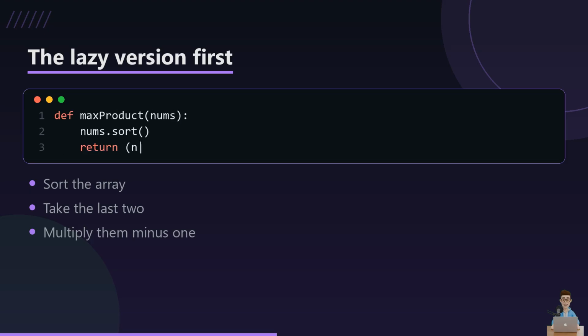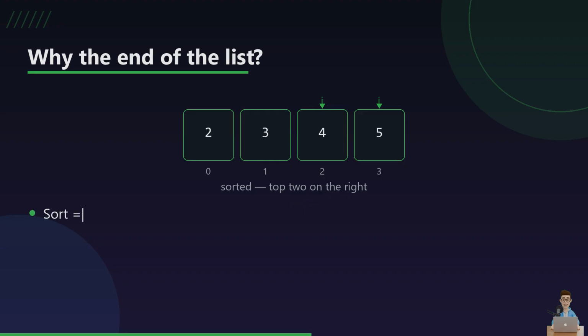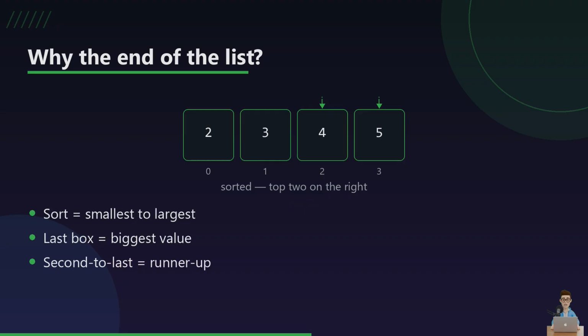Simplest thing that works: sort the array, then the two largest are sitting at the very end. We grab those last two, subtract one from each, multiply. Clean. After sorting, the array runs smallest on the left to largest on the right. So the last box holds the biggest number and the one before it holds the runner-up. That's why we read from the back with negative indexes.